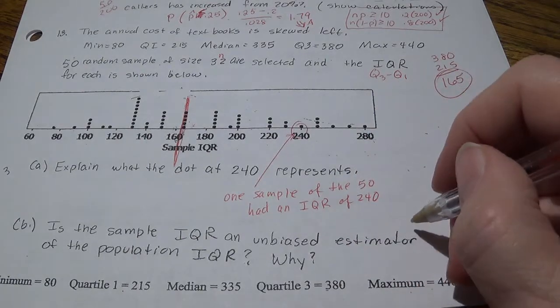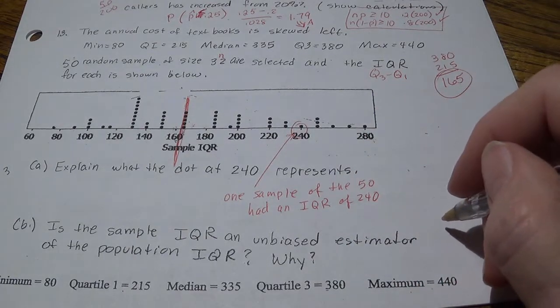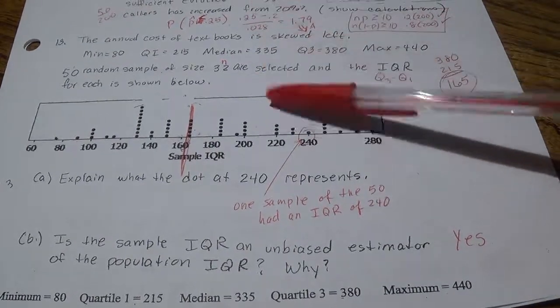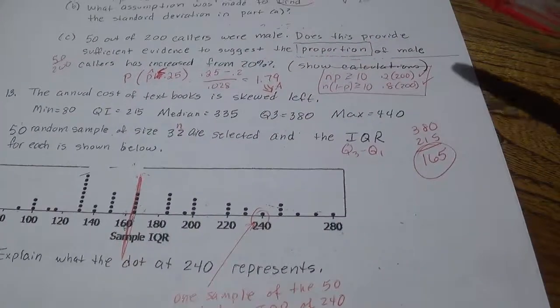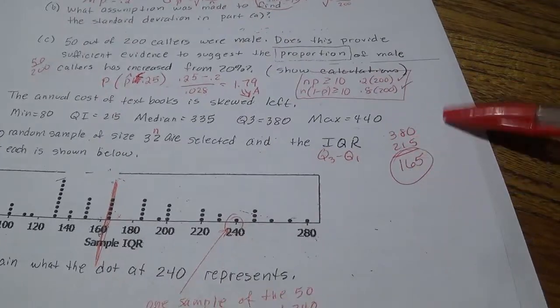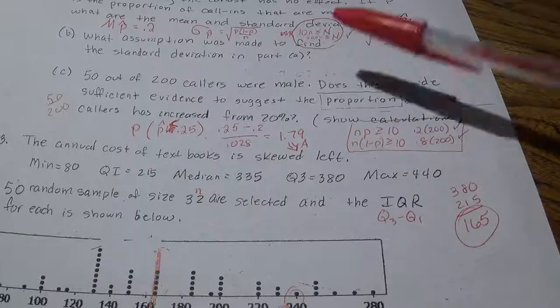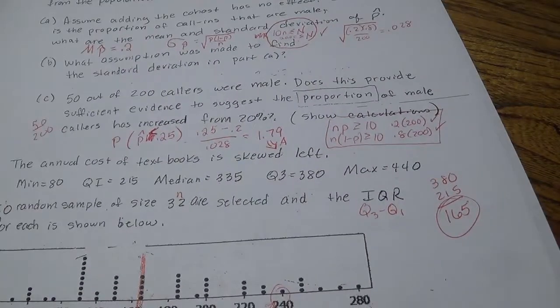Is a sample IQR an unbiased estimator? And the answer is yes, it is, because the mean of the sampling distribution is very close to the true parameter. Alright, so I'll come back and do a better job on number 12, and I'll talk to you about that in a bit.